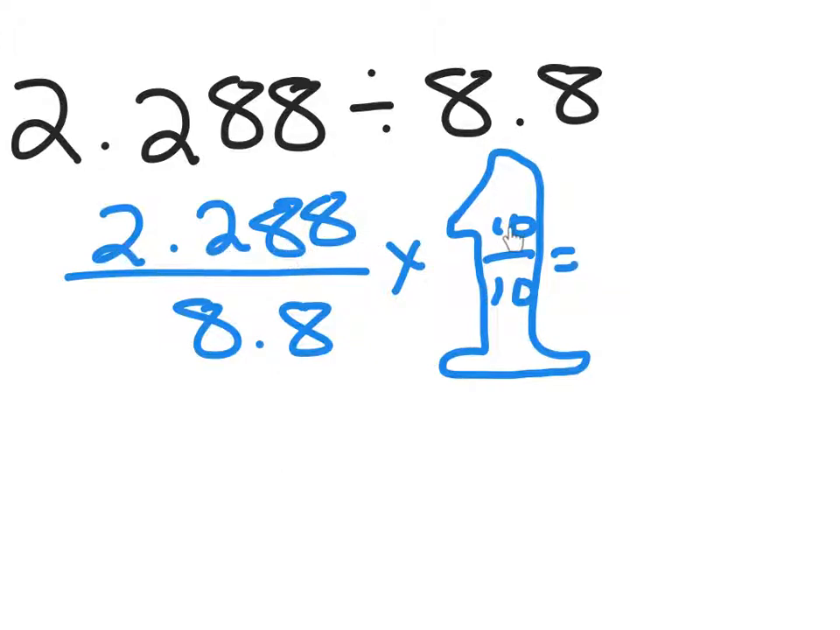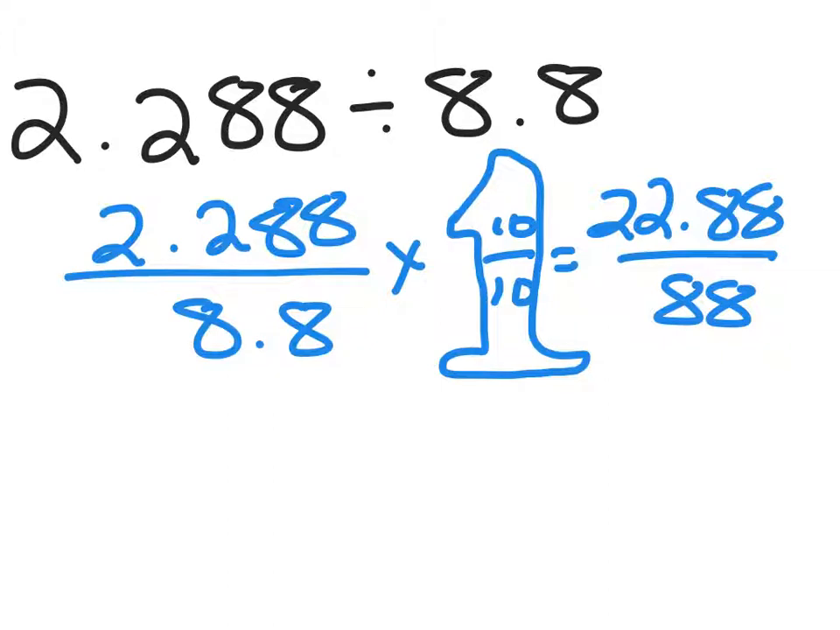2.288 times 10 will give me 22.88 divided by, and then 8.8 times 10 will give me 88, right? So 88, and bam, there you have it. I've got a divisor that is a whole number, and that's exactly what I need.